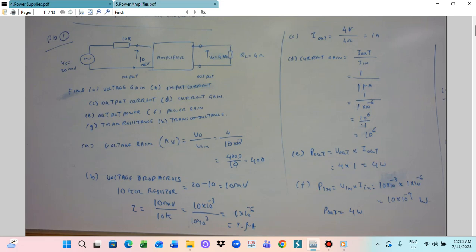And F. We also need to calculate power gain. So we have to calculate input power, using input voltage and input current. So the input power is VA multiplied by I in, you can calculate. The input current is 1 microampere. This is the input current.